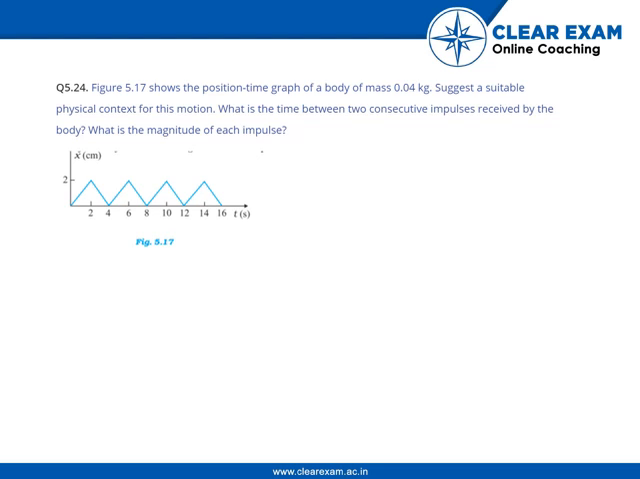The following figure shows the position time graph of a body of mass 0.04 kg. Suggest a suitable physical context for this motion. What is the time between two consecutive impulses received by the body, and what is the magnitude of each impulse?